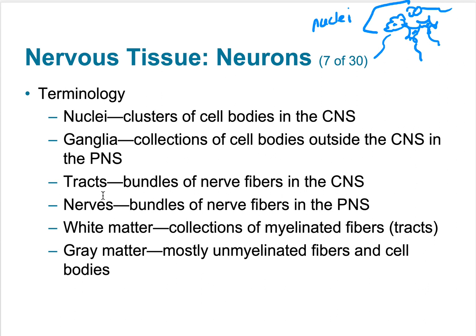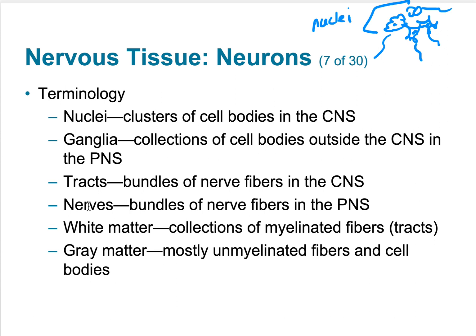Okay, so they give different terms for the same thing, whether it's in the central nervous system or the peripheral nervous system. A nuclei is cell bodies in the central nervous system. A ganglia is cell bodies in the peripheral nervous system. A tract is a whole bunch of axons in the central nervous system, whereas a whole bunch of axons in the peripheral nervous system is called a nerve.